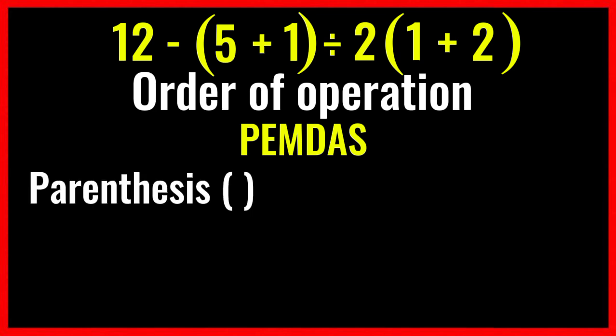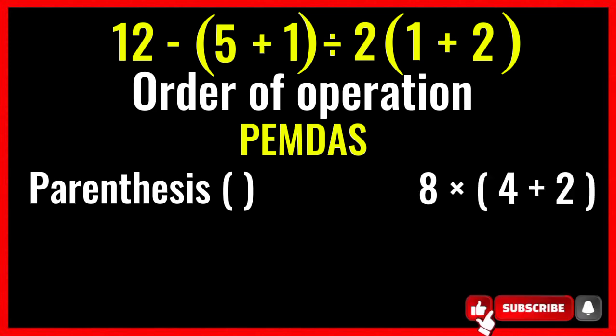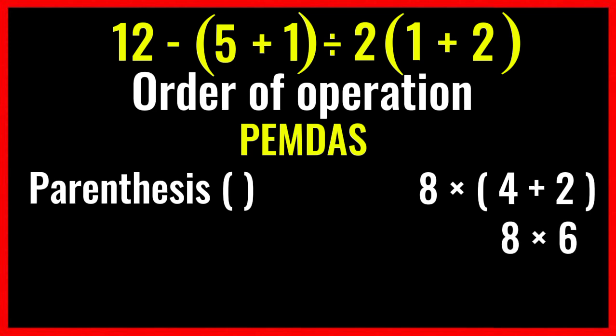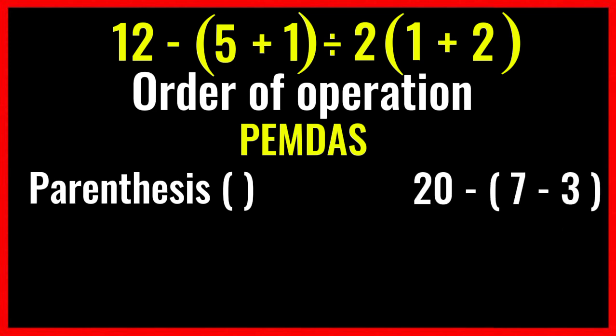The letter P stands for parentheses. This means anything inside brackets must always be solved first. For example, 8 times (4 plus 2). Don't multiply 8 by 4 first. Instead, solve the brackets. 4 plus 2 equals 6. Now multiply. 8 times 6 equals 48. Here's another example. 20 minus (7 minus 3). 7 minus 3 equals 4. Then, 20 minus 4 equals 16. That's why brackets always come first.